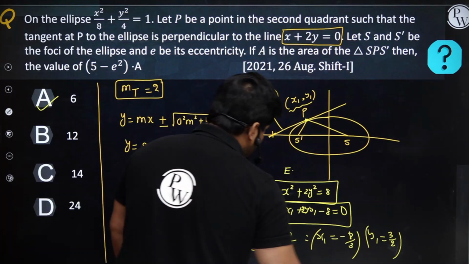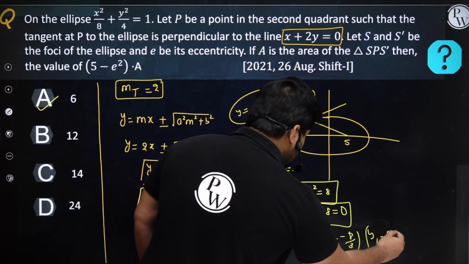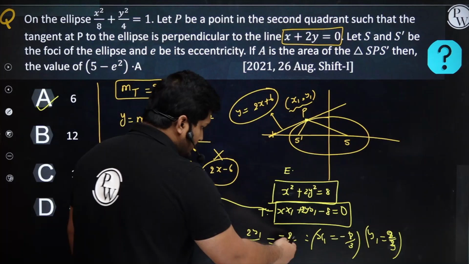Clear? This is 4 by 3, 2 by, this is 4. I think I've written opposite, right? This is 2 by 3. Right, this is 8, so this is 4. 4 by 3, so 2 by 3, right? So we have got point P now.